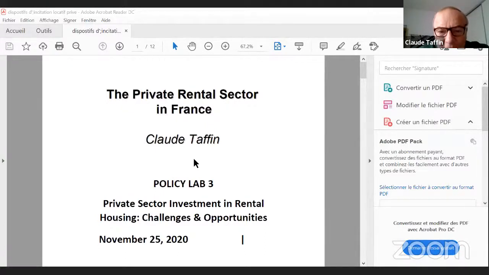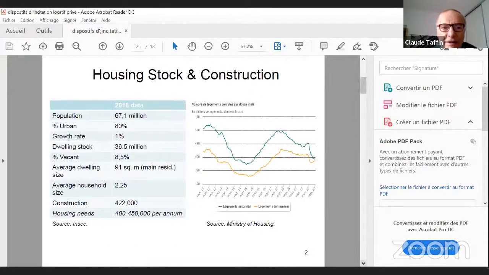What happened in the private rental sector in France and what the authorities tried to do to improve things. I think we have limited time, so I'll go rapidly over an overview of the French housing stock and production and the housing policy.